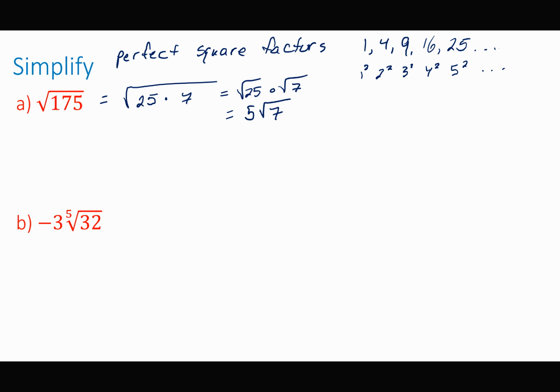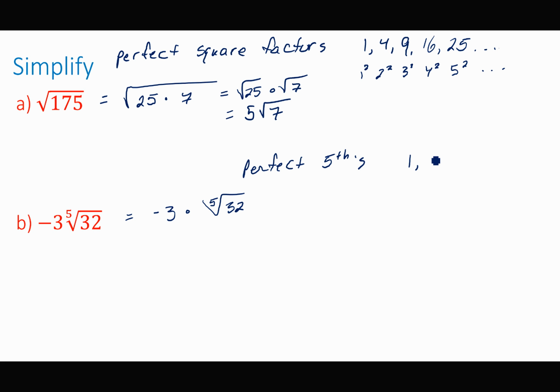Okay. What about this one? So this is really -3 times the 5th root of 32. So I'm not going to worry about that -3 yet. So really what I'm trying to find here are perfect fifths. Okay, let's start listing this out. What would be 1 raised to the 5th power? 1. What is 2 raised to the 5th power? So it's 2 times 2 times 2 times 2 times 2.